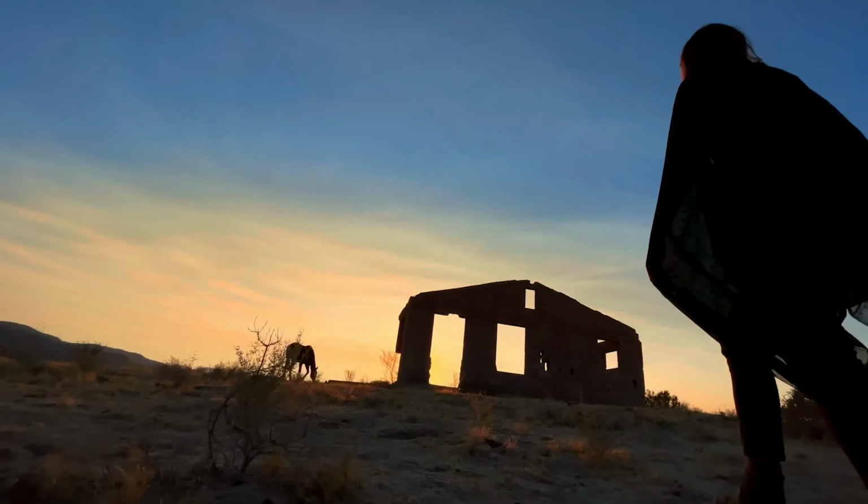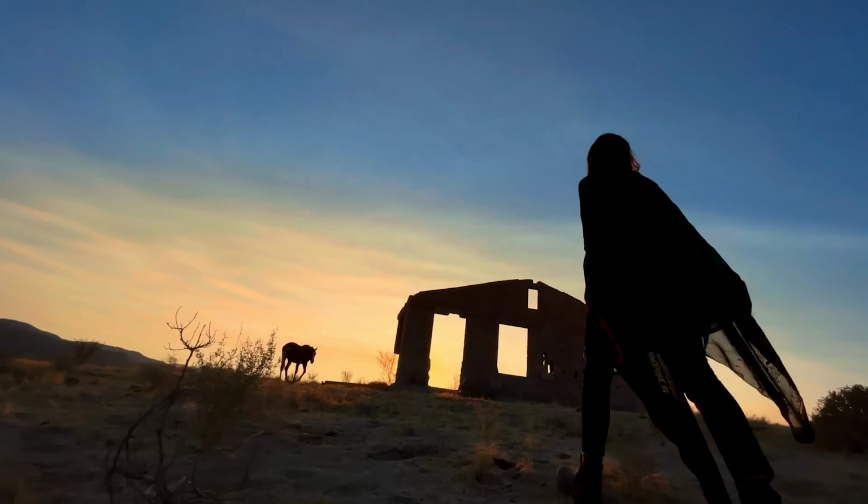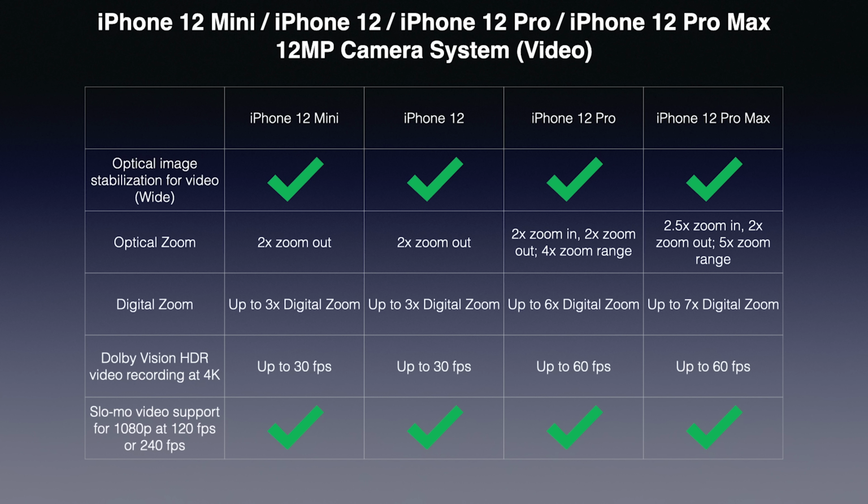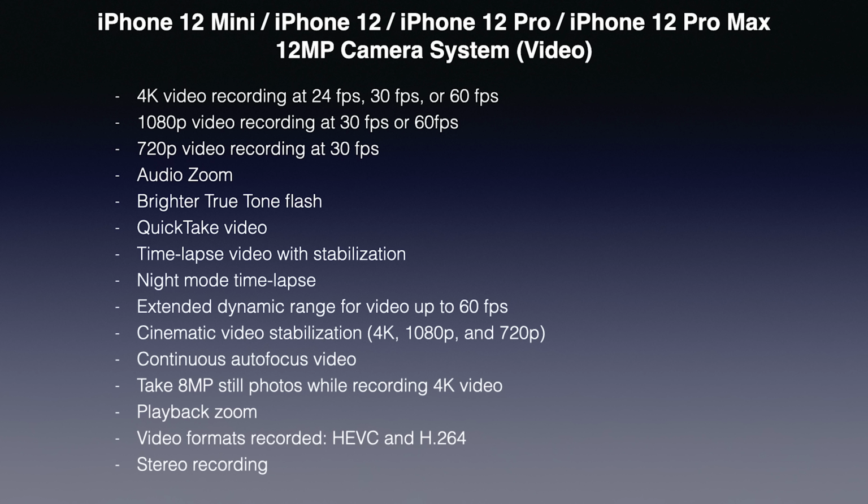You'll also have slow-mo video support for 1080p at 120 frames per second or 240 frames per second across the entire lineup as well. Here's a look at all the video features that you're going to be able to get across the board on all 4 models as well. You got 4K video recording at the different frame rates. You get brighter True Tone flash. You get that QuickTake video where you hold the camera button to quickly take videos. You got time lapse with video stabilization. If you look at those, again, just an impressive list of everything that these cameras can do specifically for video.